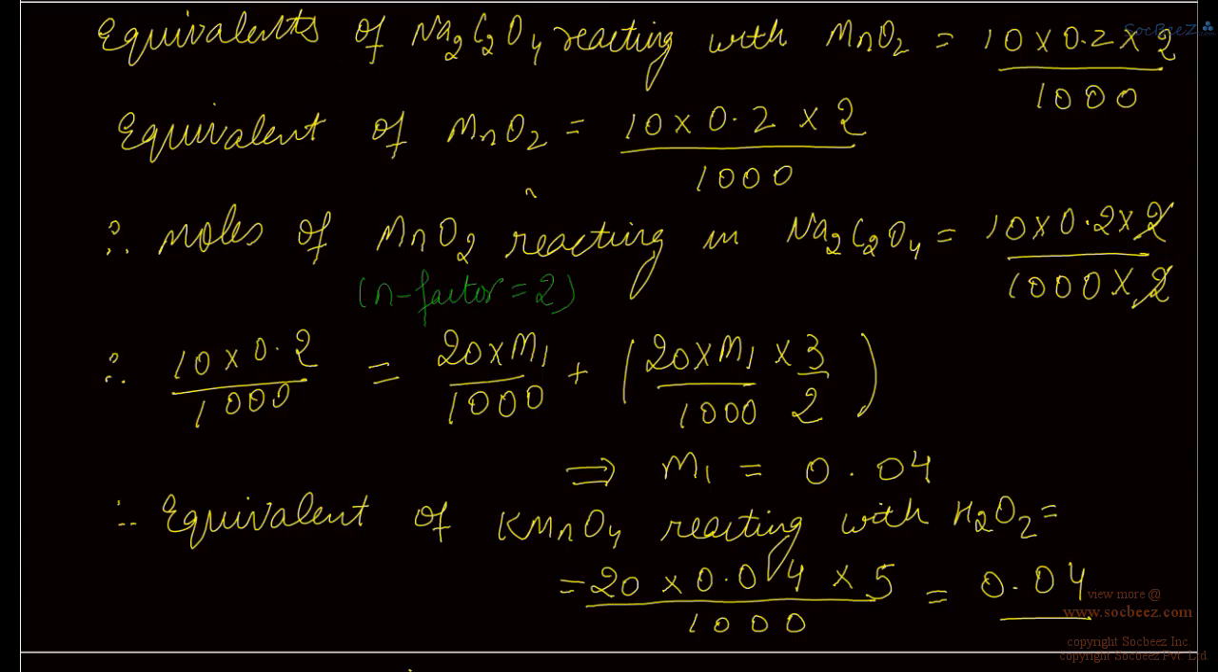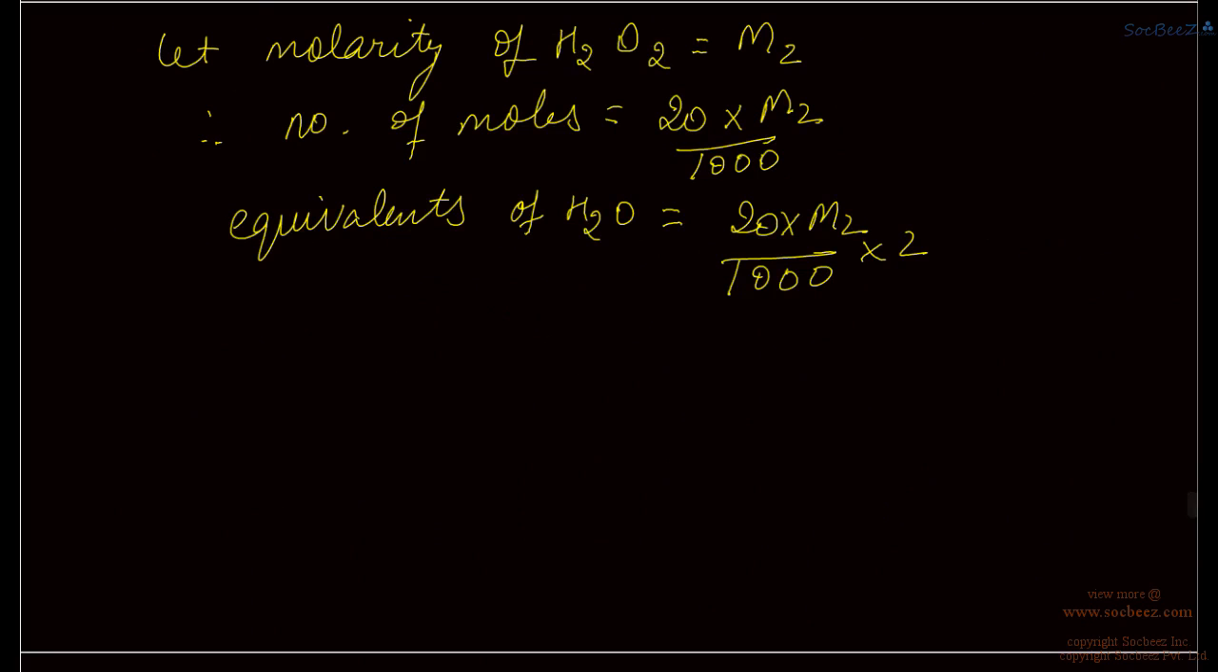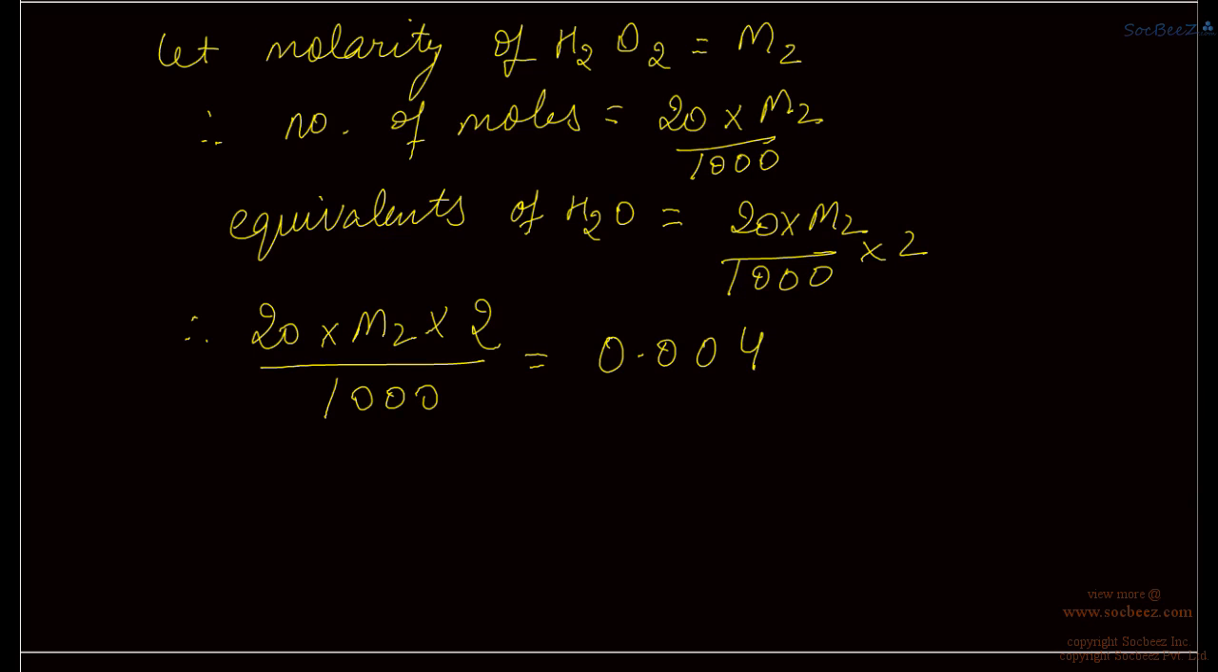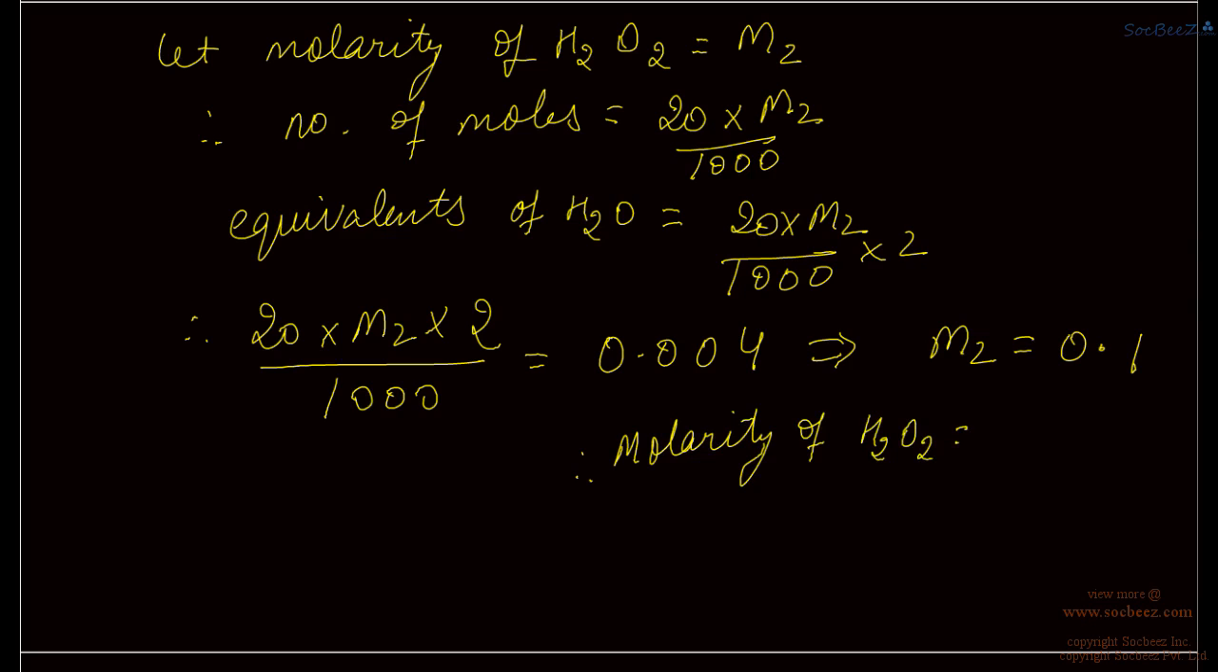Okay, since we have got the equivalents, see, the equivalent of KMnO4 reacting with H2O2 is this, and since the equivalents should be the same, it will be 0.004. So since the equivalent of KMnO4 and the equivalent of H2O2 should be same, therefore 20 into M2 into 2 upon 1000 equals 0.004. So from here we get the value of M2 as 0.1. Therefore, molarity of H2O2 equals 0.1 molar. So this is what we wanted to find out.